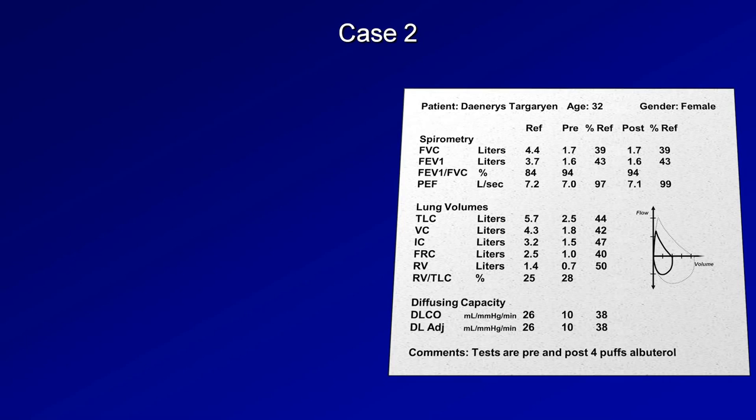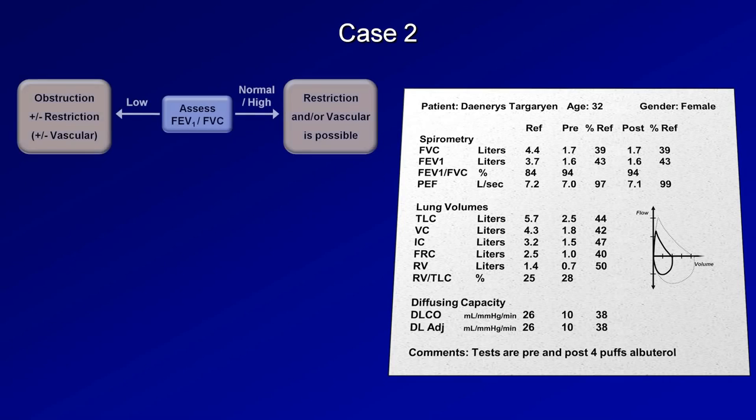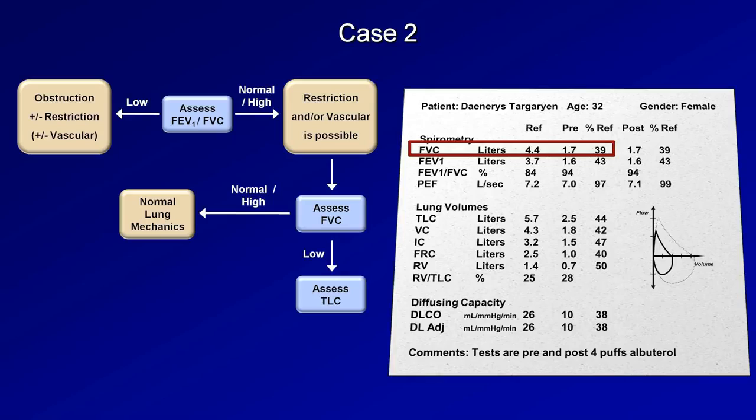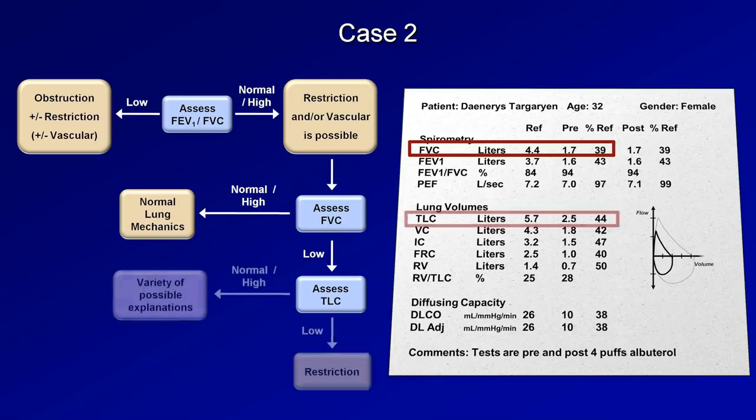So the first step in interpreting the PFTs is what is the FEV1 to FVC ratio. We see here that it is elevated, which rules out obstruction. The next step is to check the FVC. It's severely reduced. The combination of an elevated FEV1 to FVC ratio and a reduced FVC is highly suggestive of restrictive lung disease, which is then confirmed by looking at the total lung capacity and seeing that it's reduced as well. So our patient has restrictive lung disease.